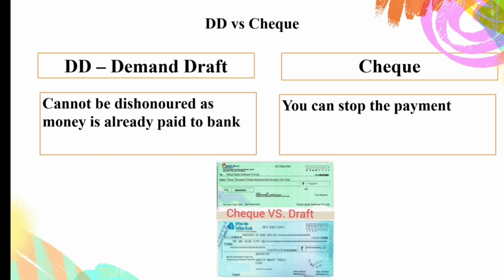Whereas a check is not so. If you give the check, you can cancel it at any time. So this is the difference between DD and check.